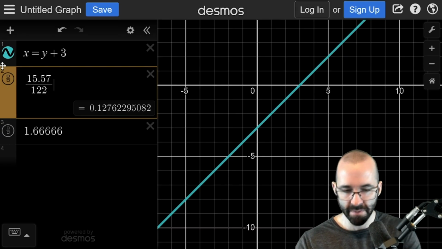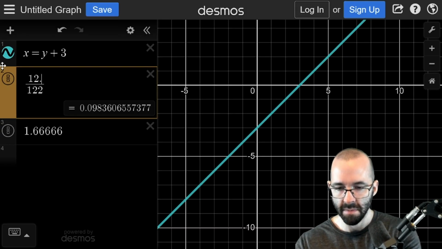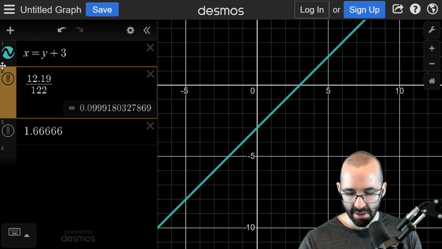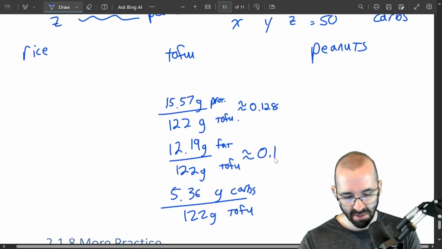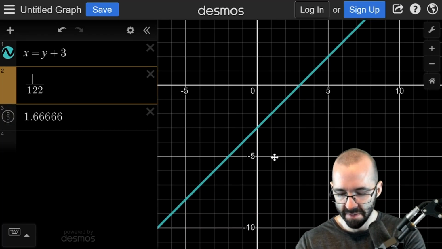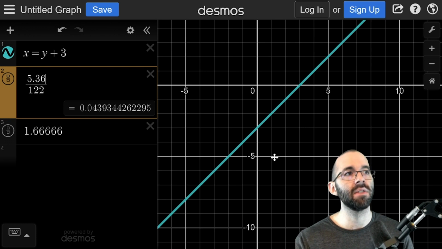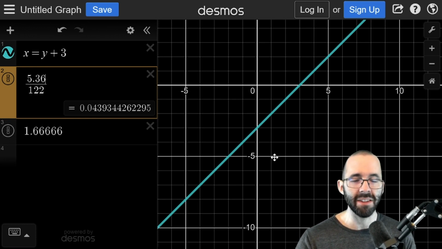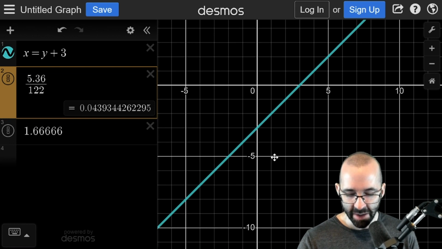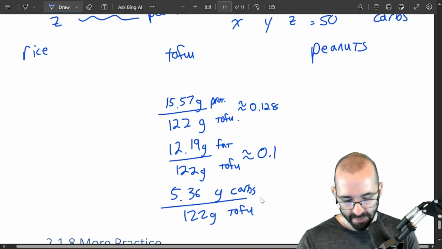12.19 for the fat. That's really just about 0.1. Okay. And 5.36 for the carbs. I actually didn't know the tofu had such a high fat concentration relative to the protein. I mean, more protein than fat is actually really good, but anyway, 0.044.